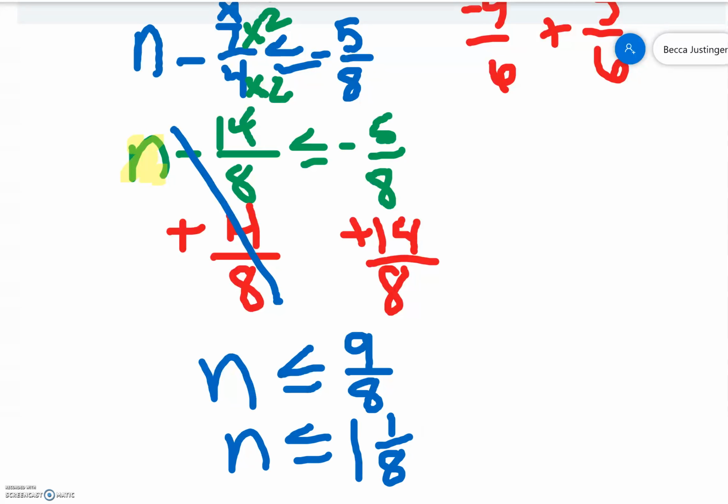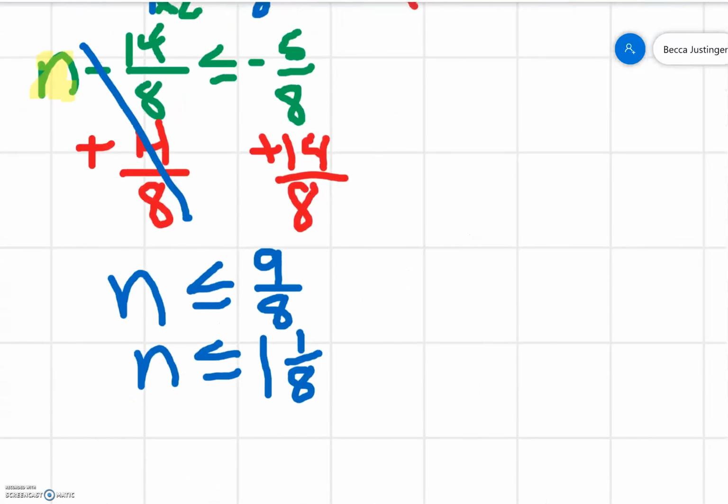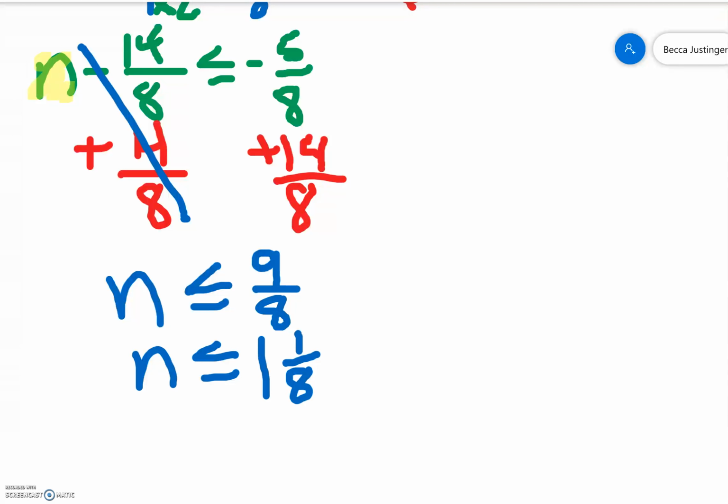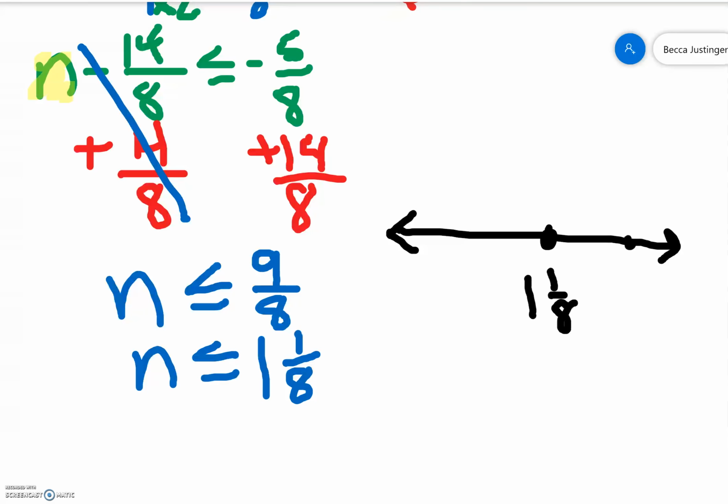Do they ask us to graph it? Yep. Okay, so I'm going to draw my number line. I know I'm going to have a point at 1 and 1/8. So bigger than 1 and 1/8 is 2, less than 1 and 1/8 is 0. Just a sketch. n could be equal to positive 1 and 1/8, or it could be less than, smaller than that.